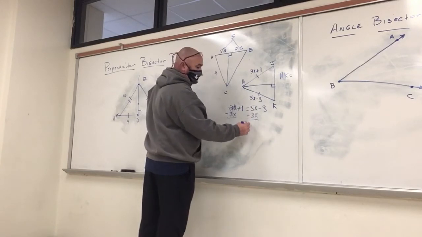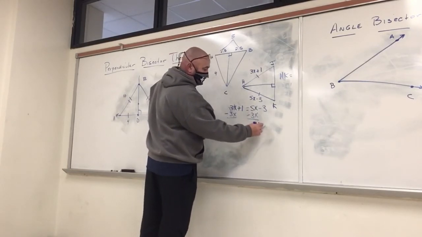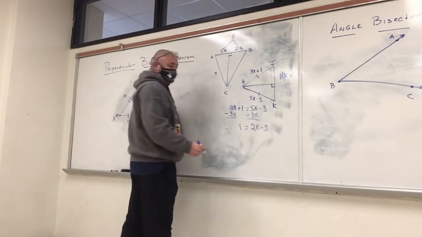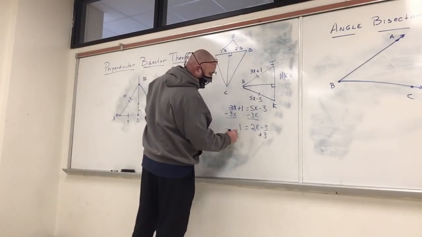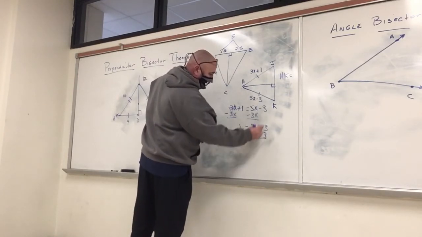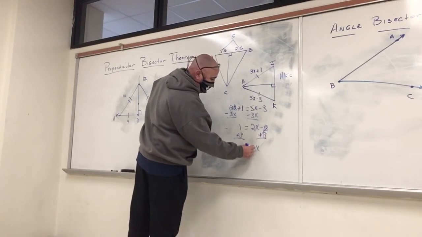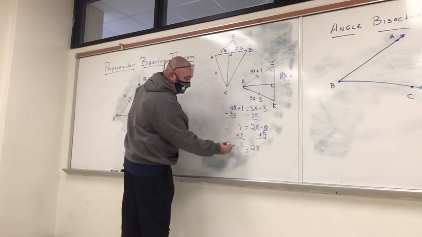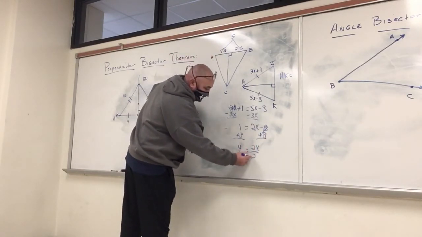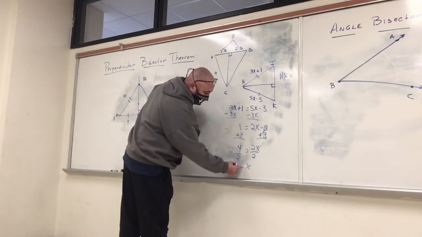5x minus 3x is 2x minus 3. Then I want to add 3. That's 4. That's gone. Bring my 2x down, bring my equal down, 1 plus 3 makes 4. Divide by 2. It's 2. X equals 2.